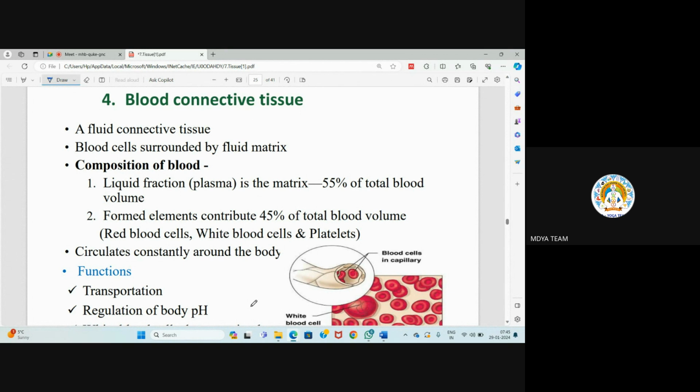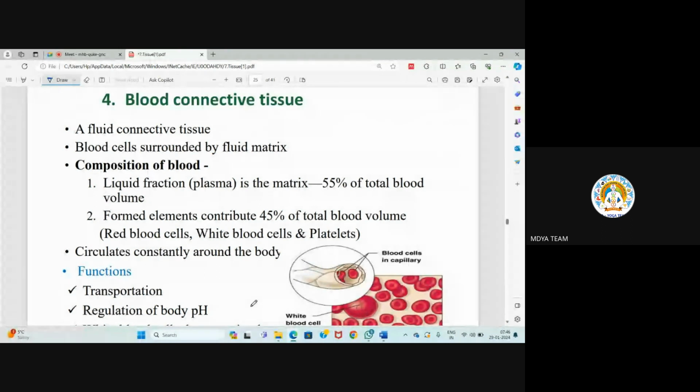And the rest is 45%, that is made up of different cells like red blood cells, white blood cells, and platelets. So plasma of blood is 55%, and other cells make up 45%. Blood circulates constantly around the body. We all know blood is circulating constantly, and any part of the body is surrounded or nourished by blood only.